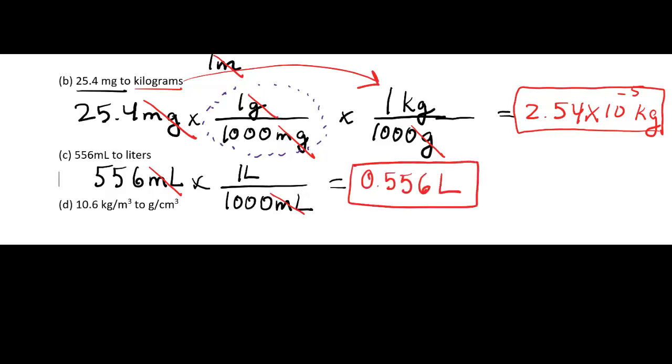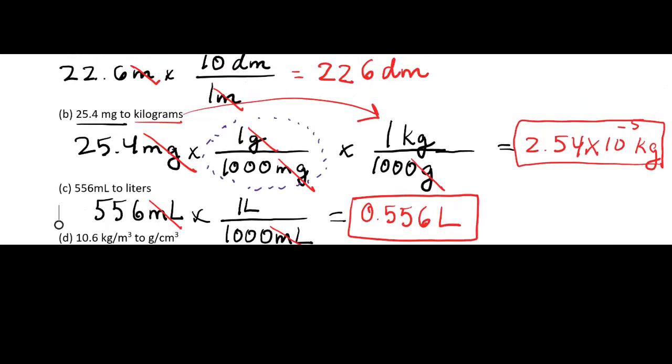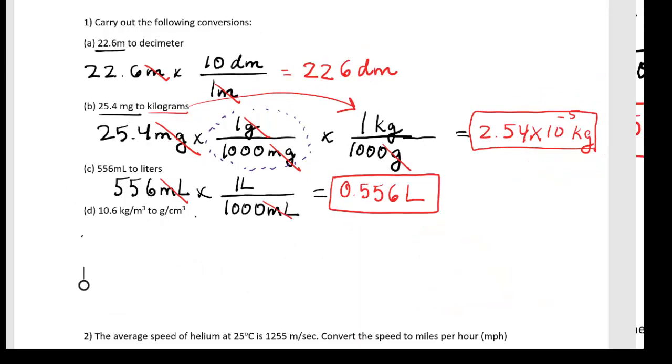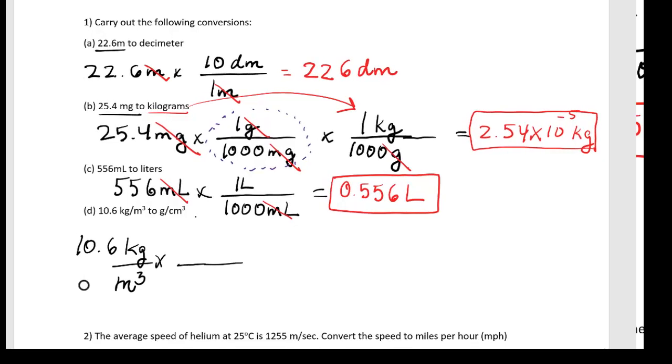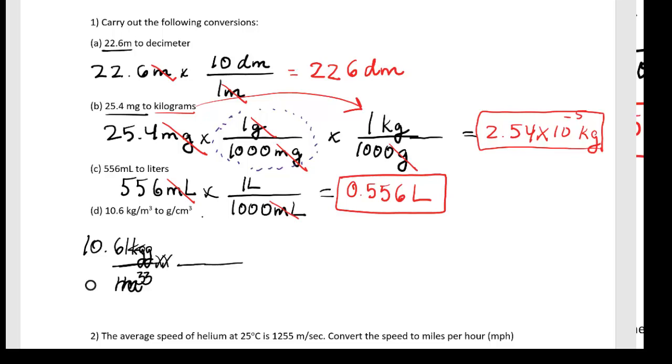Let's do our final problem here, starting out with 10.6 kilograms per meter cubed. So start with what you're given, which is 10.6 kilograms per meter cubed. We know that for every 1,000 grams, there is 1 kilogram. So put your kilogram at the bottom to get the unit to cancel out. So kilo means 10 to the third, so 1 kilogram is 1,000 grams.